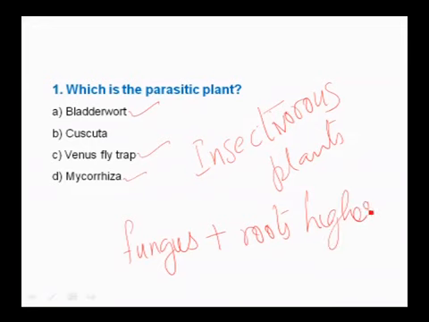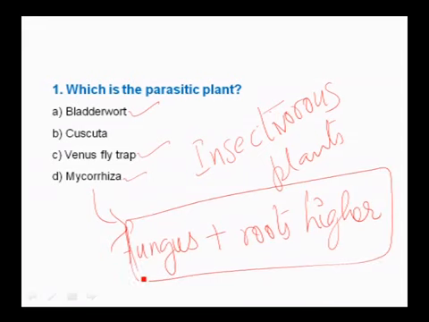Please make a note of it, dear students. Mycorrhiza is nothing but fungus and roots of higher plants found in an association. Here the fungus derives minerals and water and provides it to the roots, and the roots of the higher plants prepare food and give a small portion of the food to the fungus. So this kind of association is called mycorrhiza.